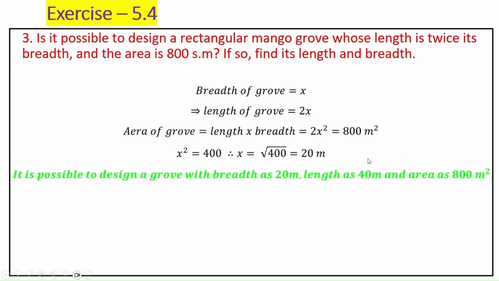Next. Is it possible to design a rectangular mango grove whose length is twice its breadth and the area is 800 meters square? If so, find its length and breadth. Breadth of the grove is x and it is given length is twice, so length of the grove is 2x. So area of the grove is length into breadth, which is 2x square equal to 800 meters square. So x square equal to 400 or x equal to 20 meters. I am ignoring the negative, minus 20. So it is possible to design a grove with breadth as 20 meters and length as 40 meters and the area is 800 meters square.